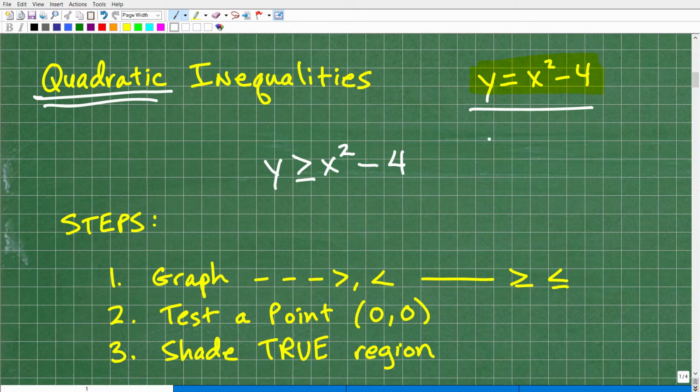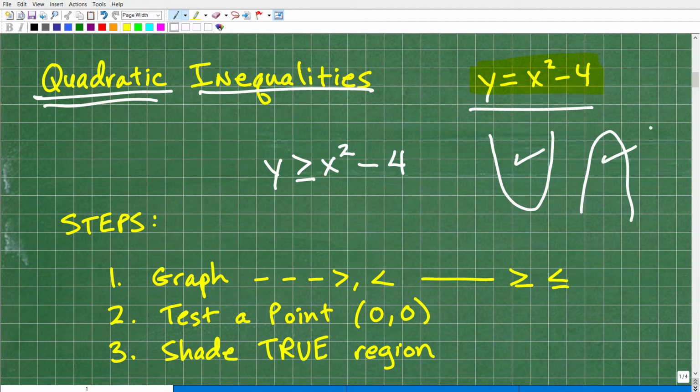Well, it is a parabola. So a U-shaped type thing like this, or looks something like that. And you need to know how to graph parabolas in order to do quadratic inequalities. So that's kind of the first prerequisite.